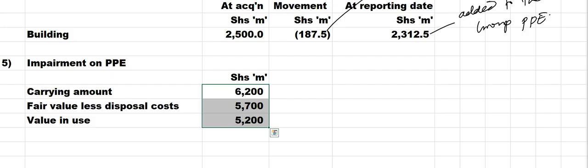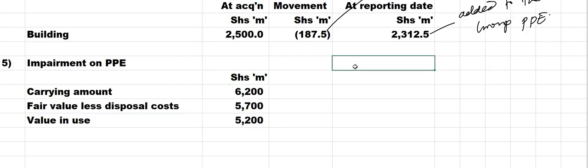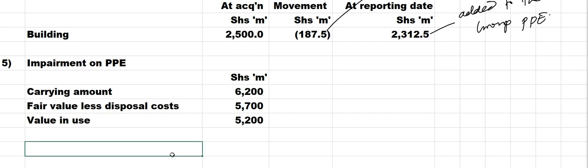So impairment arises when the recoverable amount of an asset is less than the carrying amount. The carrying amount is 6.2, but then we have to determine our recoverable amount.